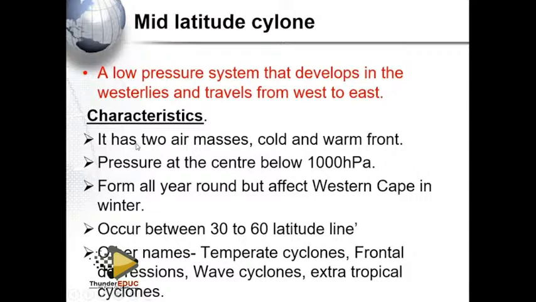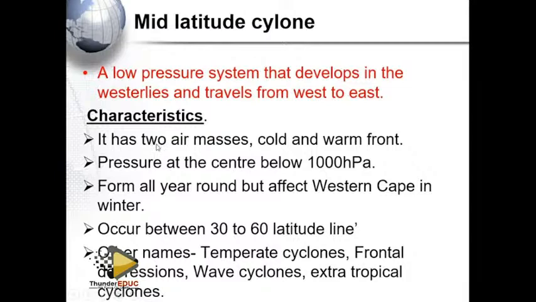Remember, we said that one air mass is coming from the polar regions, which is cold, and there's another air mass that is coming from the subpolar region, which is the westerlies, and it is warm. This results in us having a warm front and a cold front. In other words, when you look at a mid-latitude cyclone, you know that we shall have the cold front and the warm front developing.